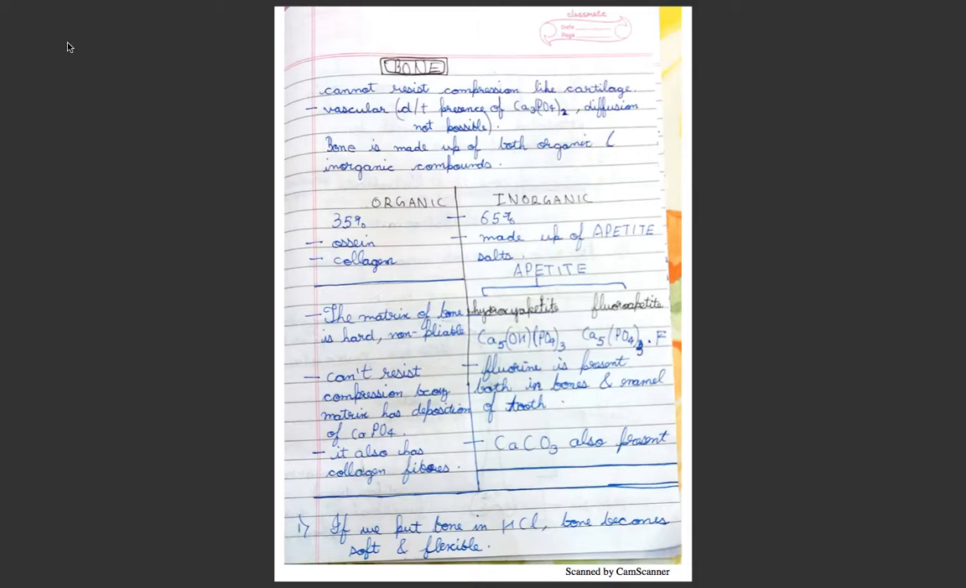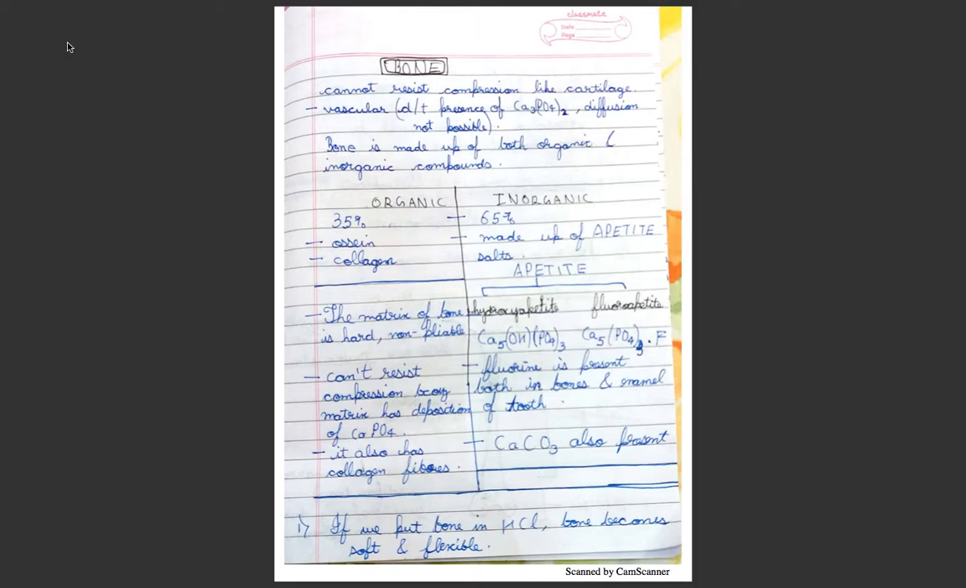Bone is made up of both inorganic and organic compounds. Organic compounds contain only ossein and collagen. However, the inorganic content, which constitutes 65%, is made up of apatite salts, which are of two types: hydroxyapatite and fluoroapatite. Hydroxyapatite is Ca5(OH)(PO4)3, and fluoroapatite is Ca5(PO4)3F. Fluorine is present in both small bones and the enamel of teeth.